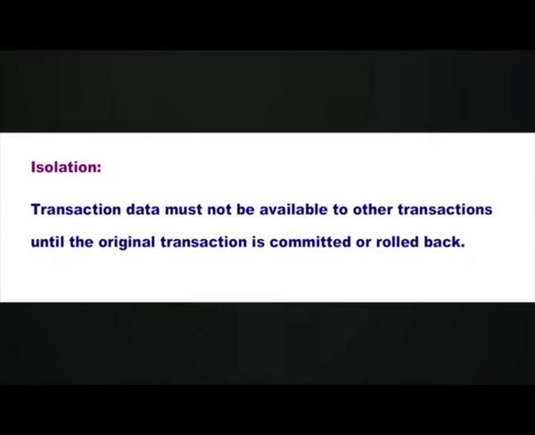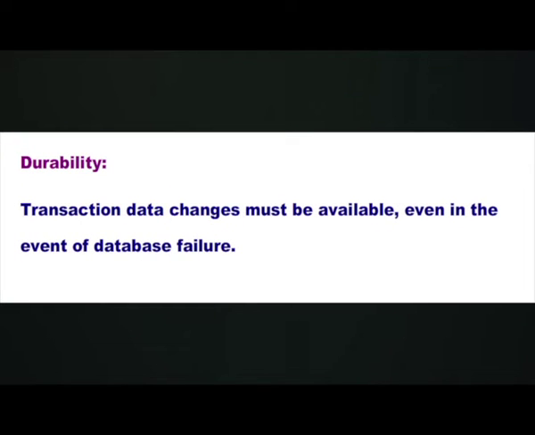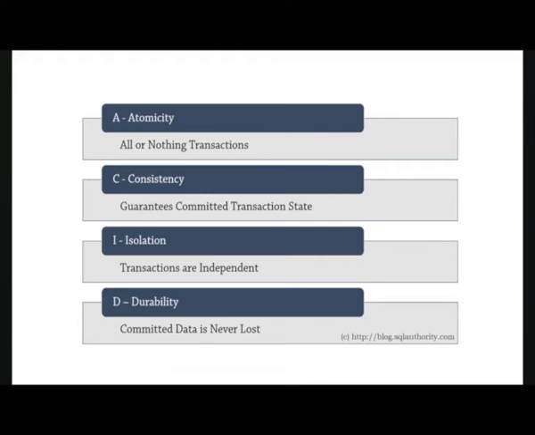The next letter, I, represents isolation. Transaction data must not be available to other transactions until the original transaction is committed or rolled back. The last letter, D, stands for durability, which represents that transaction data changes must be available even in the event of database failure. This concept of atomicity is represented in short by a diagram.